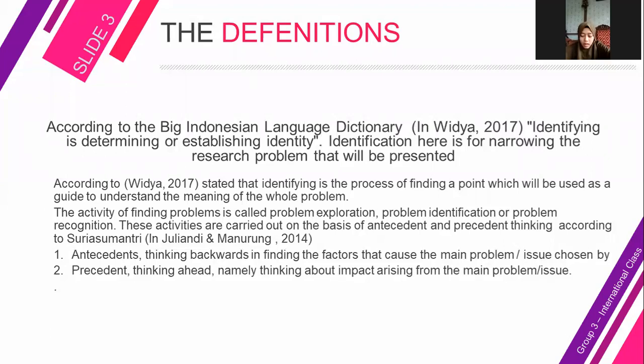According to Dhea, 2017, there are processes of finding a point which will be used as a guide to understand the meaning of a problem. The first is antecedent, which is thinking backward in finding the factor that caused the main problem. The next is precedent, thinking ahead, namely thinking about the impact arising from the main problem. Okay, next slide, please.